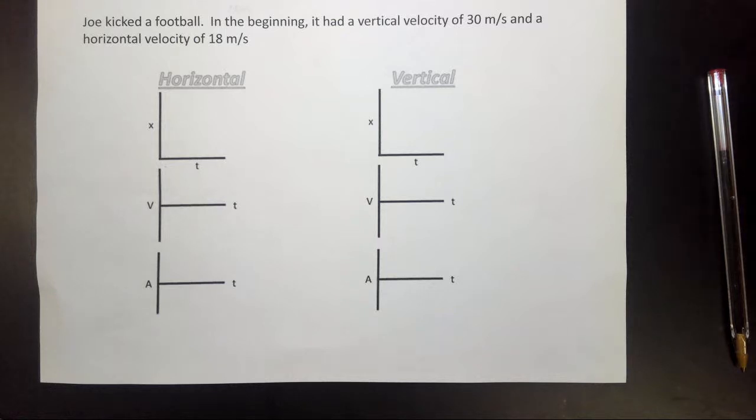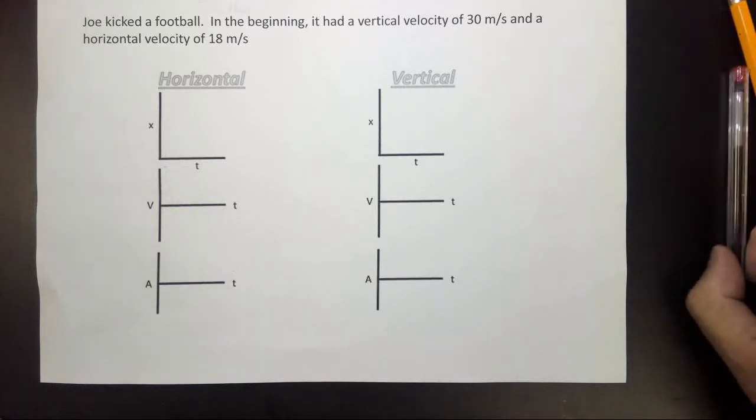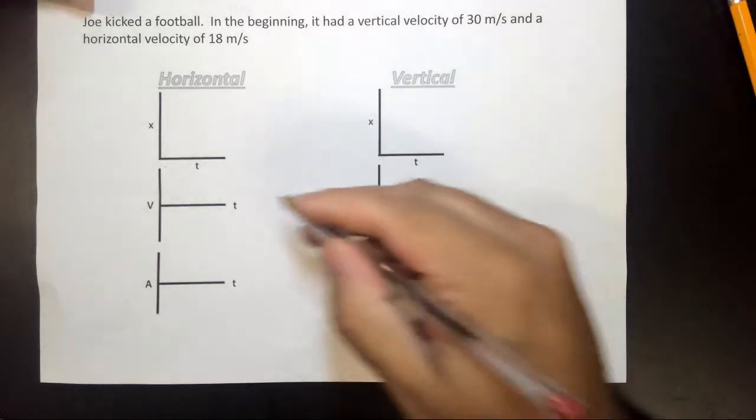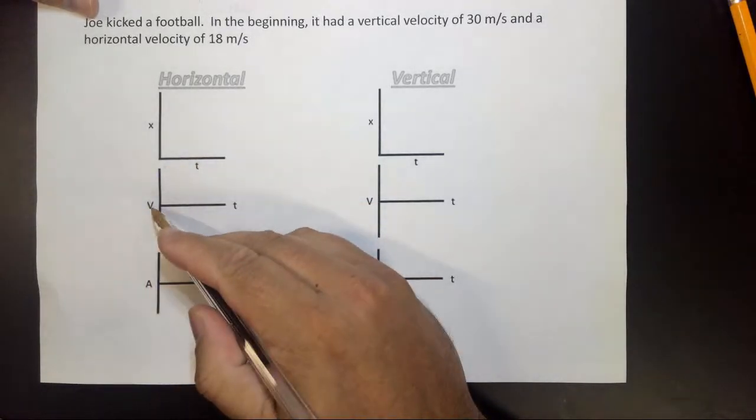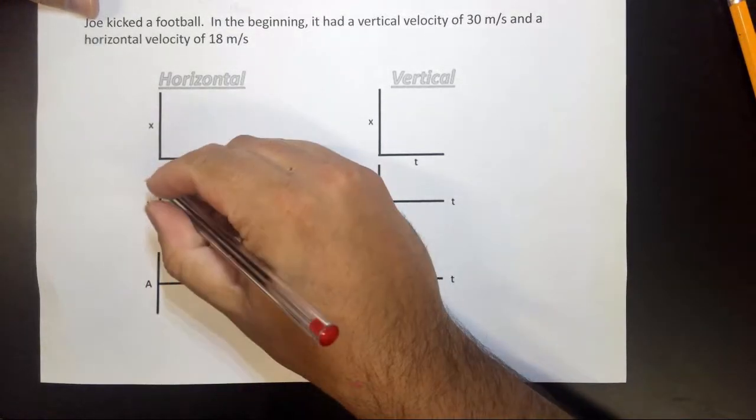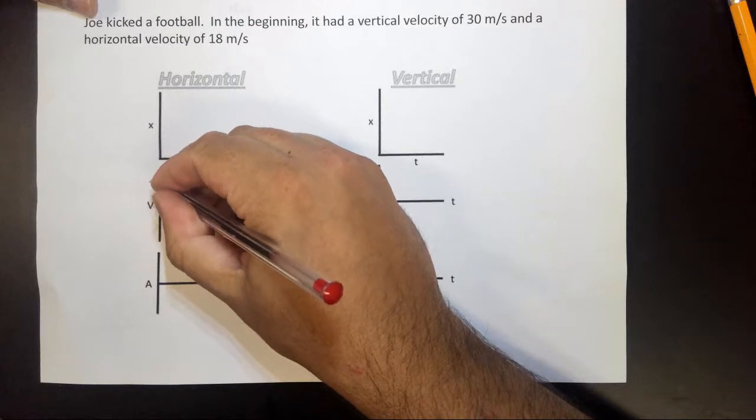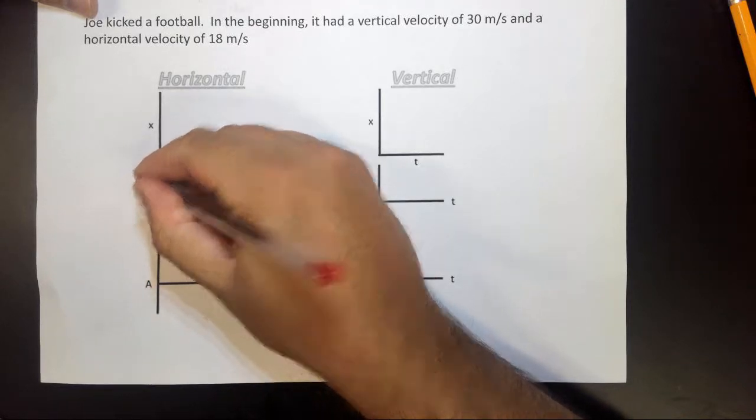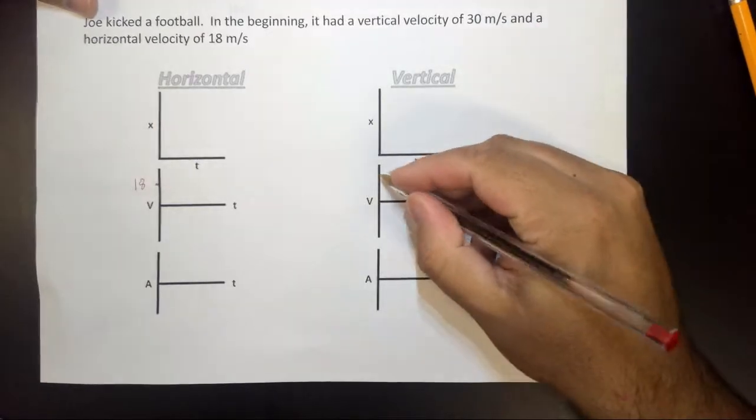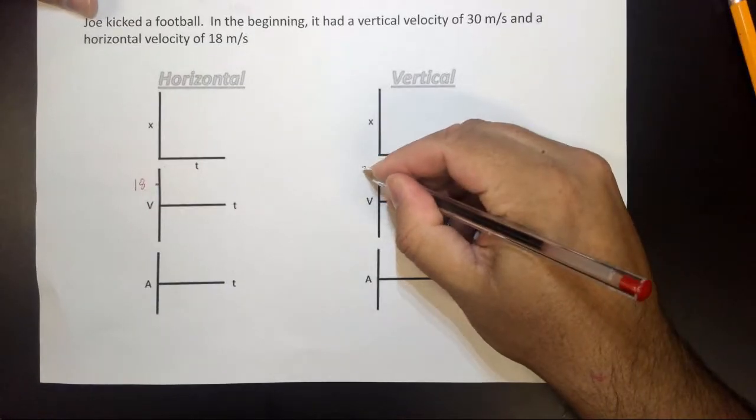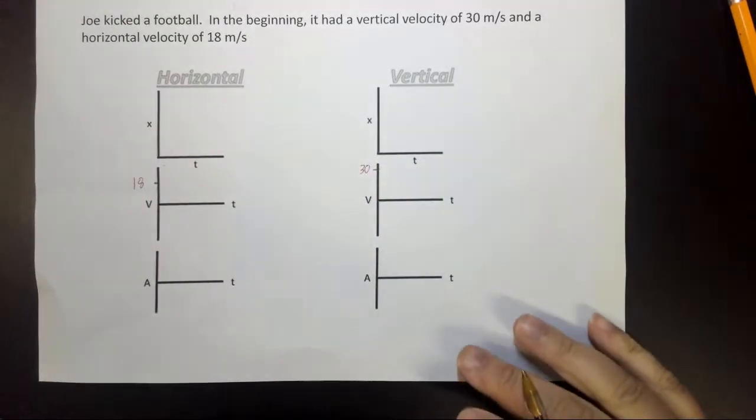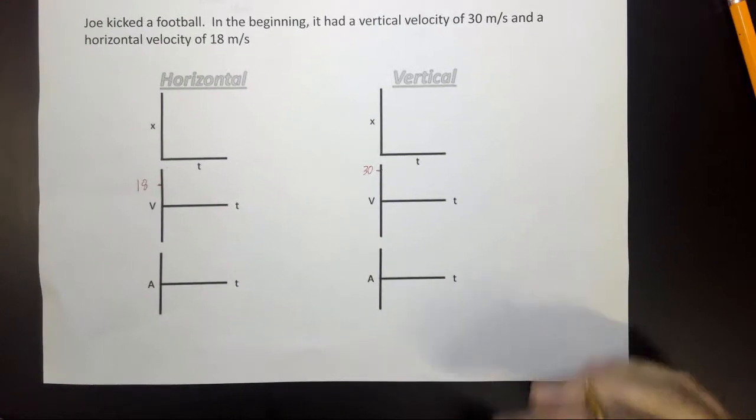So, let's use this problem as an example. Joe kicked a football. In the beginning, it had a vertical velocity of 30 meters per second and a horizontal velocity of 18, right? So for horizontal velocity, the V is for velocity here, in both these middle graphs. The velocity was 18 in the beginning, so I'll put 18 here. And then vertical, it was 30, so I'll put a 30 right here. And that's all the information the problem gives us.